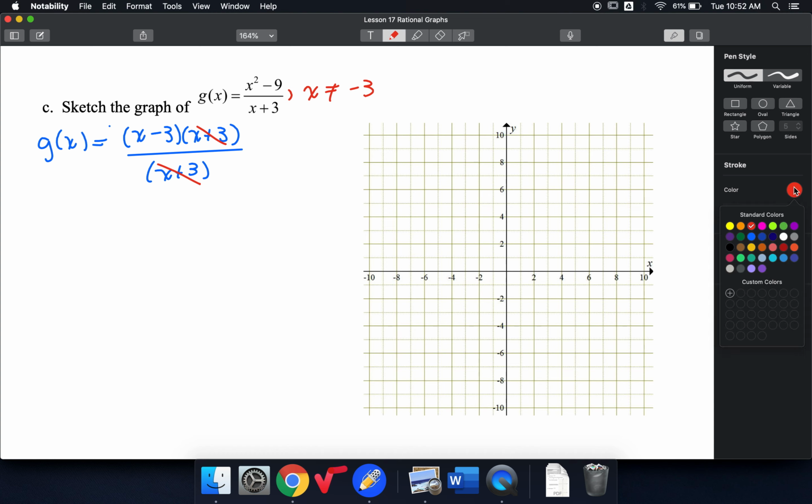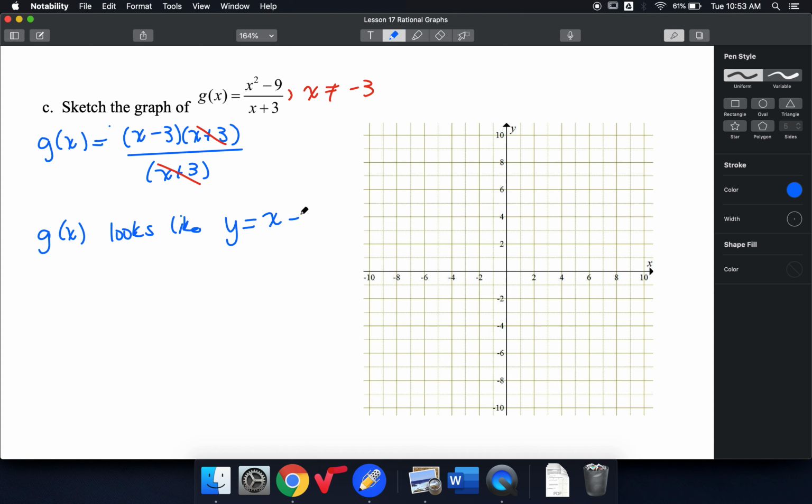So g of x is going to look like the line y equals x minus 3. So y equals x minus 3, well, that has a y-intercept of negative 3 and has a slope of 1. So I'm going to go through here. But when x equals negative 3, I would come down here at negative 6, but I know x can't be negative 3. So that makes a hole in my graph. This is what we call a point discontinuity.